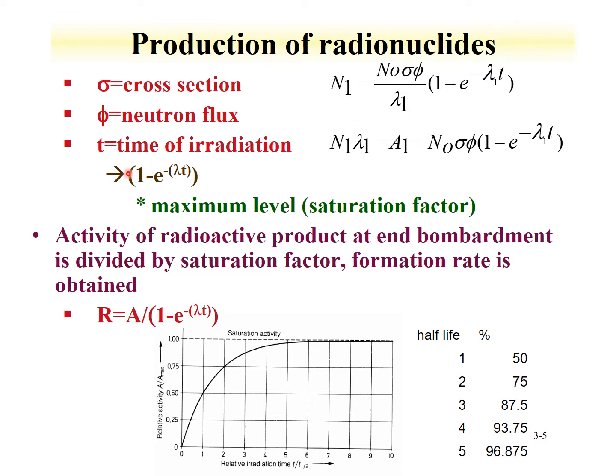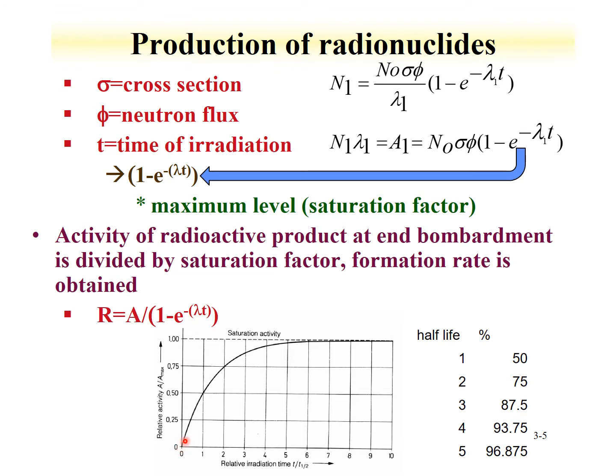saturation factor. So the equations really become, so this is the activity of one, right? The number of atoms of one, the half-life of one. This is the product that's made. That activity is equal to the initial amount of target times the cross-section times the flux. Same equation as we used in the previous page, multiplied by 1 minus e to the minus lambda 1 t. So this is the decay constant of the isotope that you're producing. And this gives you an idea of where you're going to reach a maximum level.